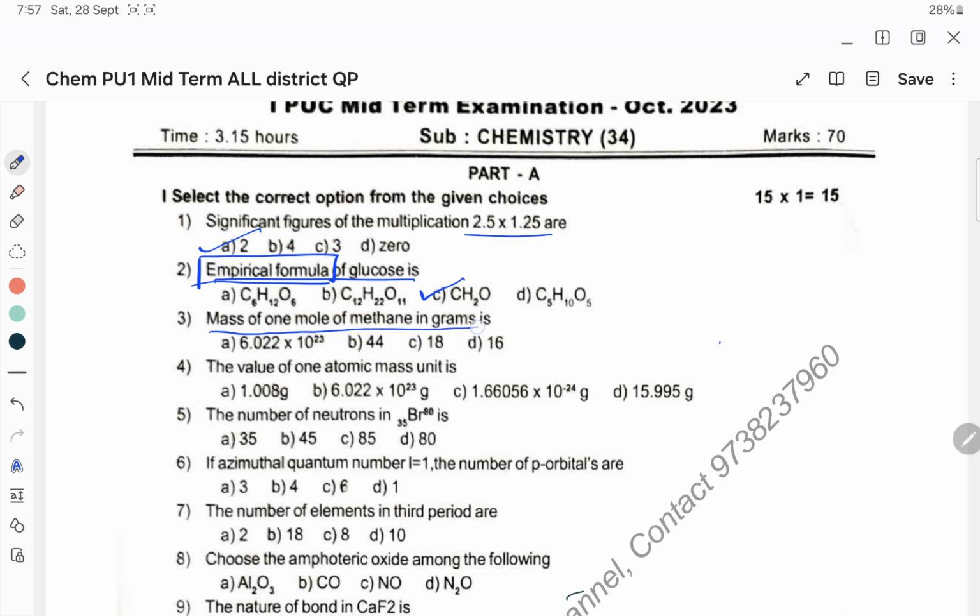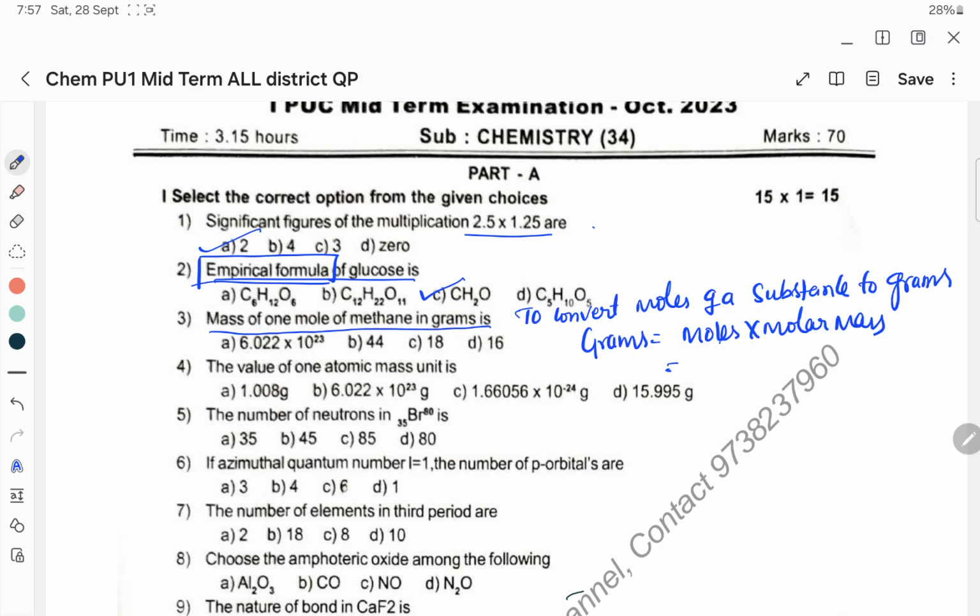Mass of 1 mole of methane in gram is... See, 4 options are given. In that, the correct option is option D. How do I get the 16? See, they are asking you to convert the mass of 1 mole of methane in grams. Okay, you need to convert 1 mole of methane into grams. First, what is the formula for methane? CH4.